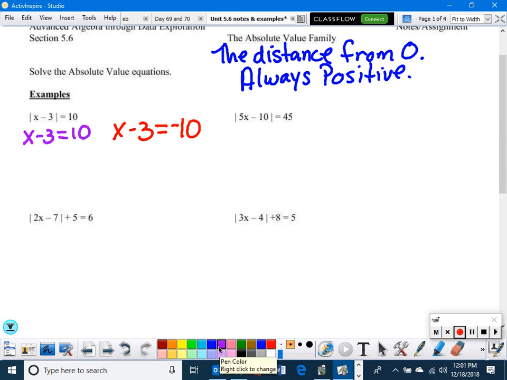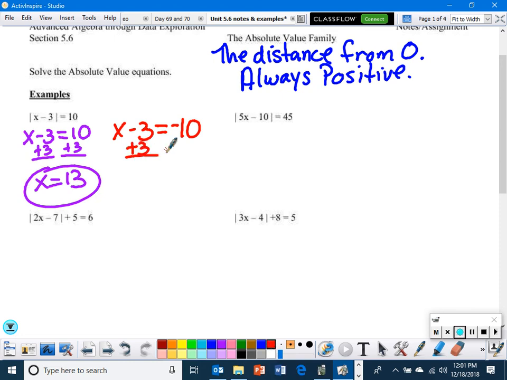So we're going to solve the purple one first. Okay, x minus 3 equals 10. We're going to add 3, and we get x equals 13. Okay. Now the red one. Add 3. But this time we're going to get x equals negative 7.